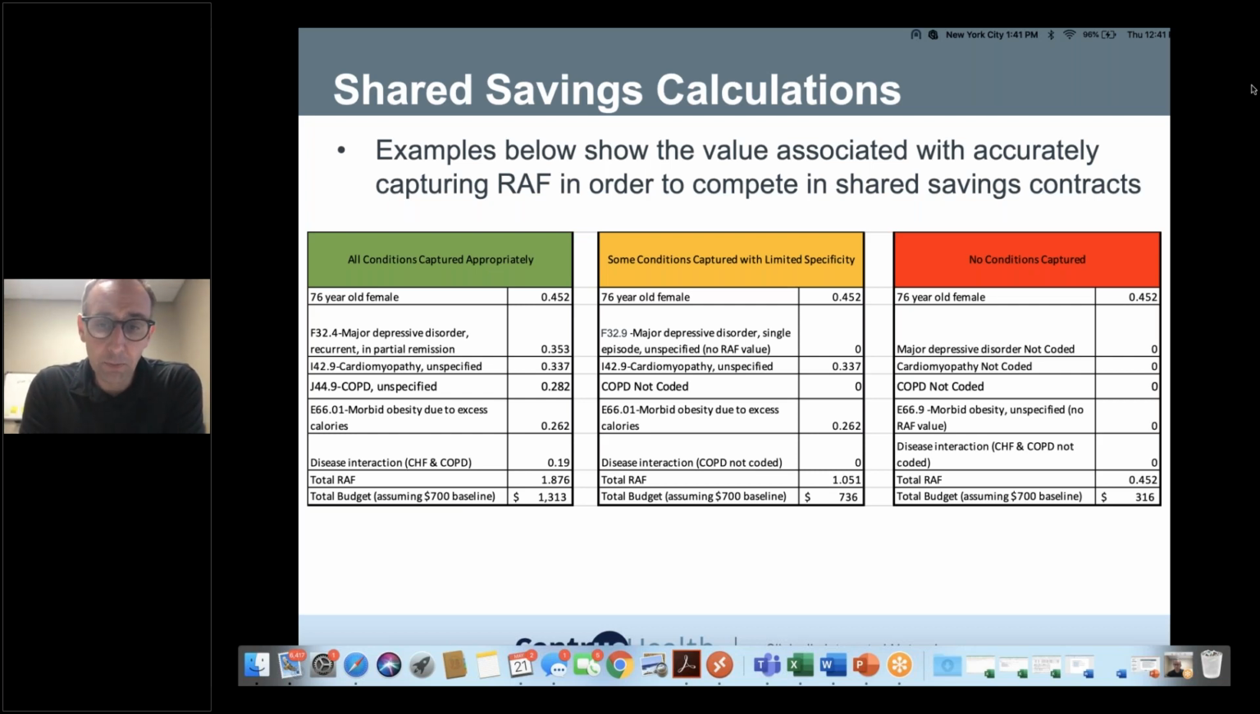Cardiomyopathy was captured again. COPD was captured this time, which added a 0.282. The morbid obesity was added. And then there was an additional code that since this patient has cardiomyopathy and COPD, an additional risk-adjusted weight was added to take into account the complexity of managing patients with these comorbid conditions. So this patient's end of the year total RAF score was a 1.876, which is significantly higher than average, and increased the budget to $1,313 per year.